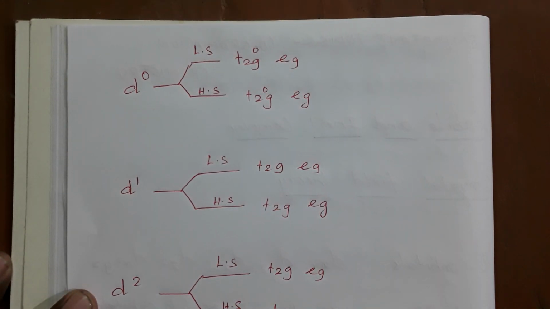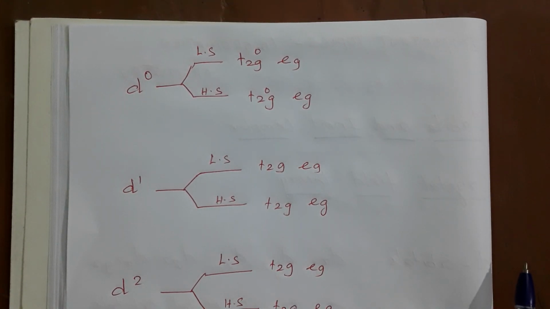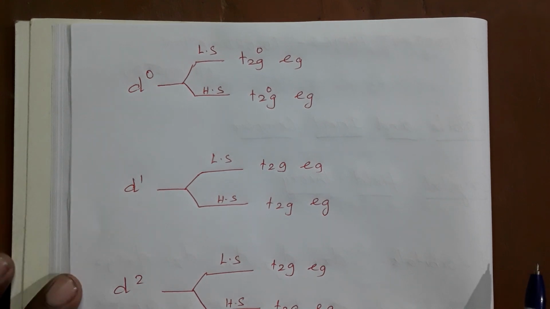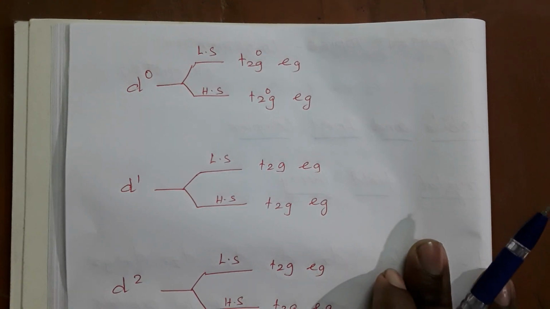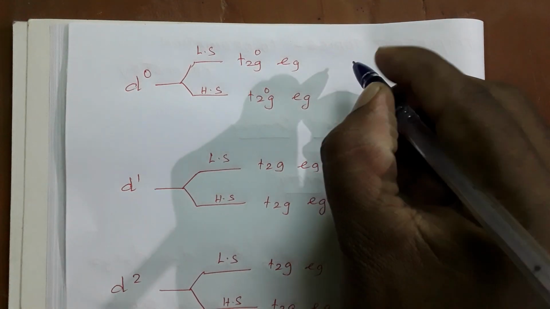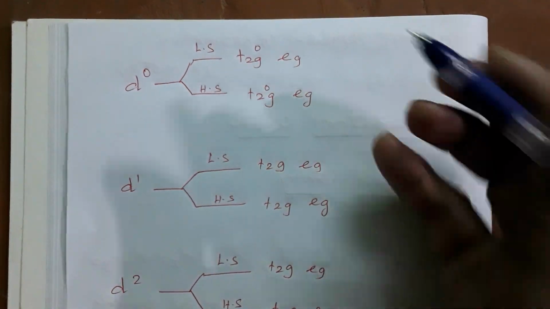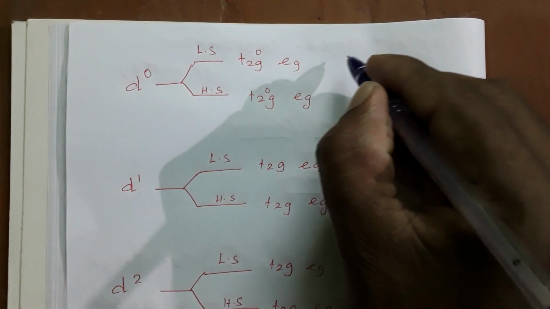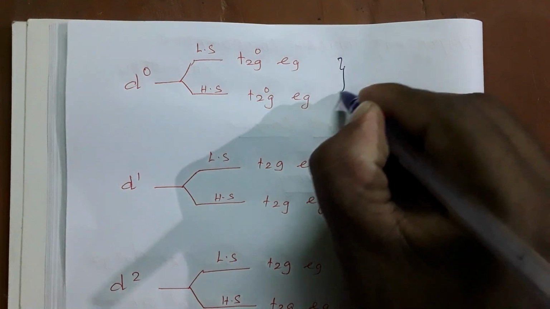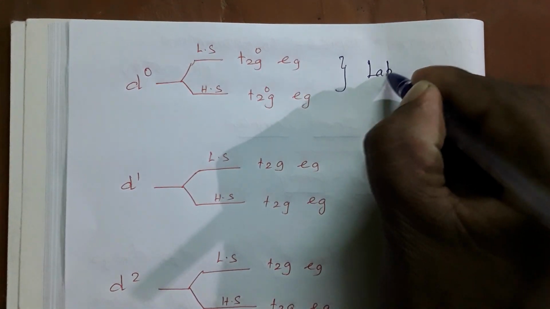Then next we are going to consider the orbitals. First we take d0. d0 means there are no electrons. Then both the complexes are labile because we can add the ligands very easily. So both are labile complexes.